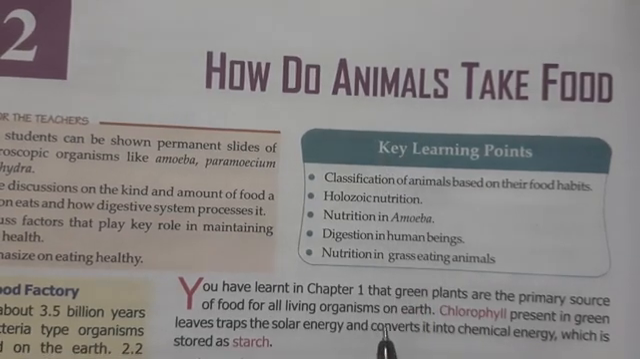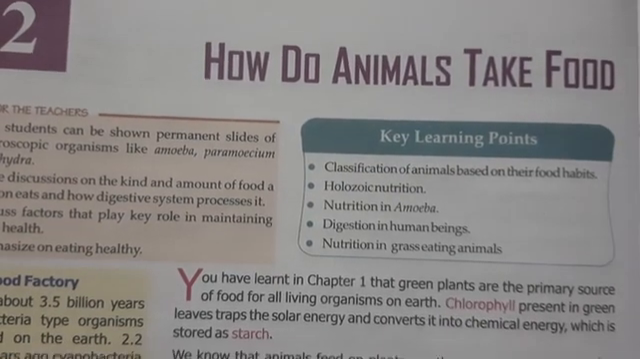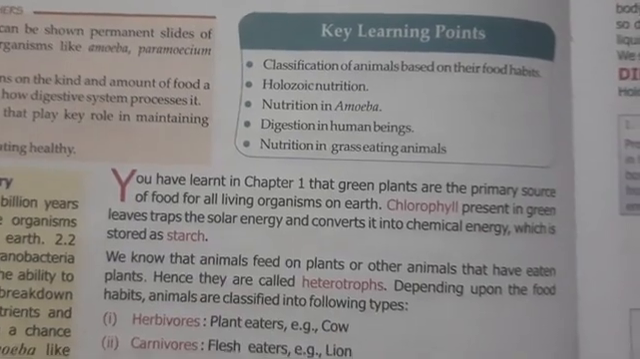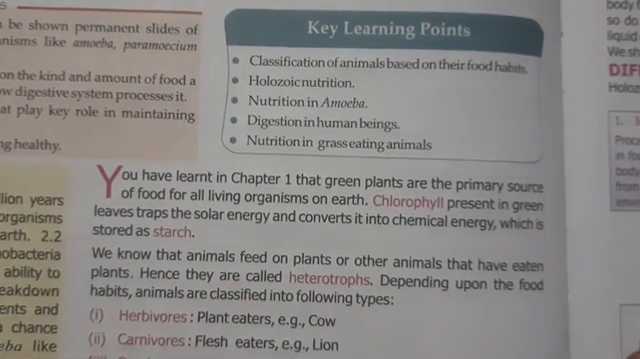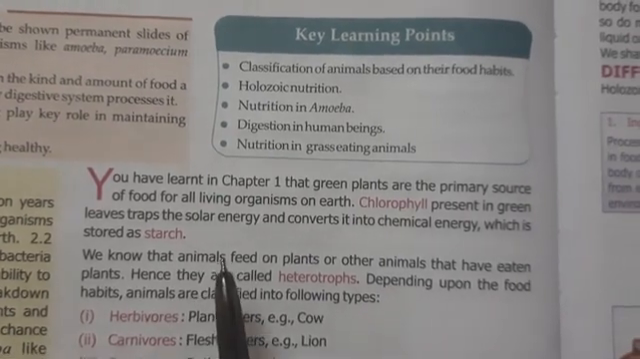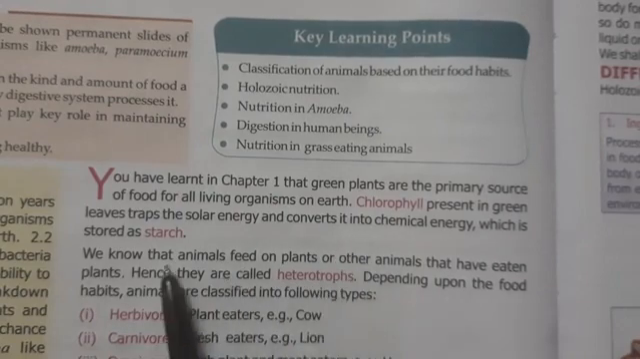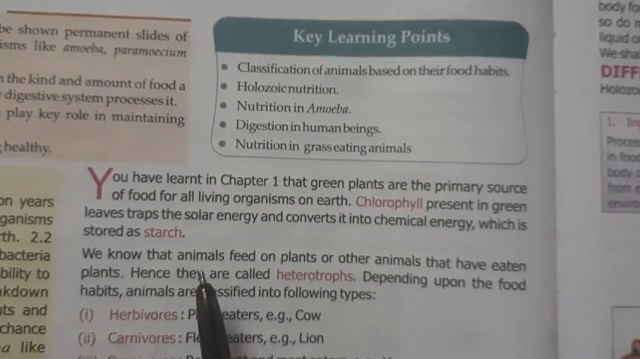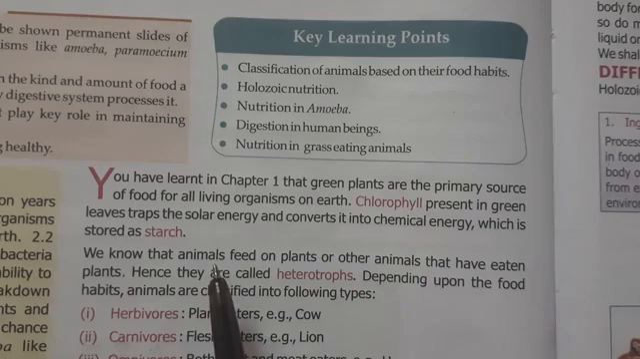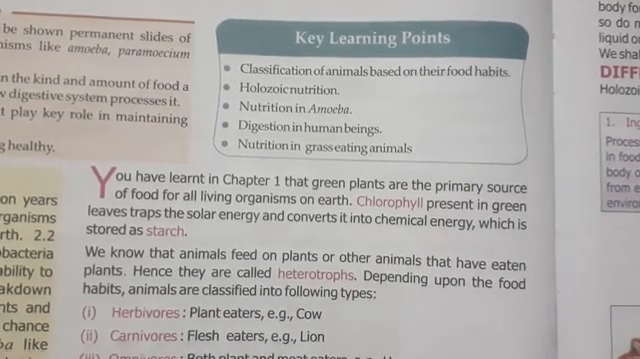You have studied in the previous chapter that green plants are the primary source of food for all living organisms on earth. And why is it so? Because they contain chlorophyll, which traps the solar energy and converts it into chemical energy, and it is stored as starch. Okay, and we have already studied about plants and animals that are heterotrophs, that means which depend on other organisms for their food.